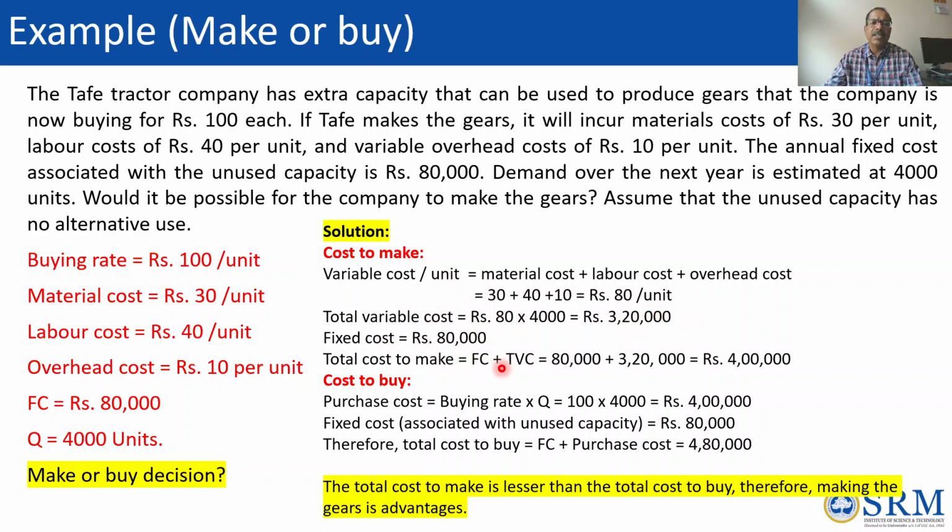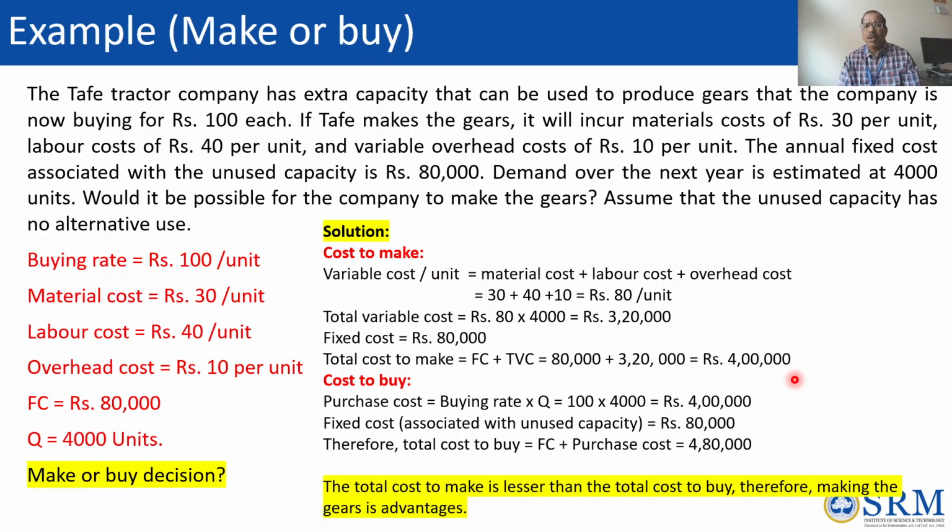Total variable cost for 4,000 components is 80 into 4,000, 3 lakh 20,000. Fixed cost is 80,000. So total cost to make is fixed cost 80,000 plus variable cost 3 lakh 20,000, which means 4 lakh rupees. If we buy, the purchase cost, the buying rate, is 100 into 4,000, we have 4 lakhs. So total cost to make is 4 lakhs. Total cost to purchase is also 4 lakh.